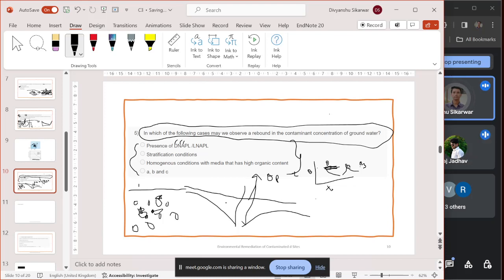If this is a soil particle and the contaminant is absorbed over this soil particle, and now we have removed water, this is the water level now, but we can't get this contaminant, right? Once we stop the pump, this water level gets restored, right? So now the water which gets restored, this contaminant will come out in the water.